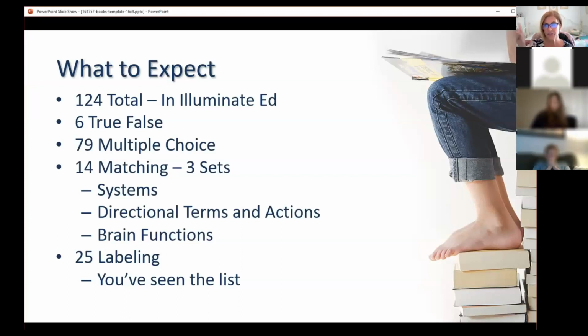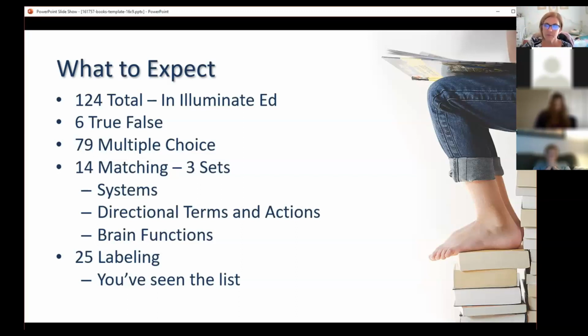And then you've done the 3 self-checks on labeling, so you already know which bones or muscles you will see. You'll have a skeleton, front and back. You'll have a skull, and you'll have a muscle mass, front and back. And the labeling is the last part of the test.